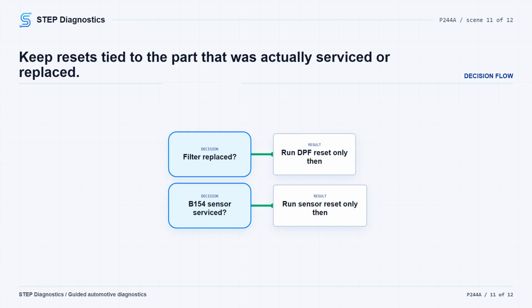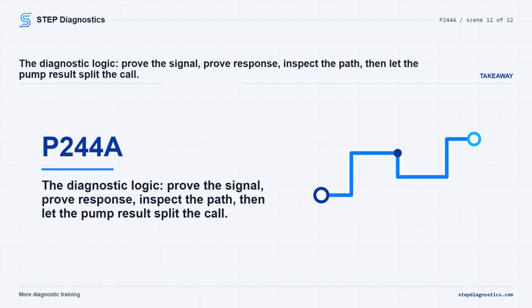The takeaway is simple. Prove the sensor signal at rest. Prove it responds with the engine running. Check the physical pressure path, and use the vacuum pump result to separate a sensor problem from a filter problem.